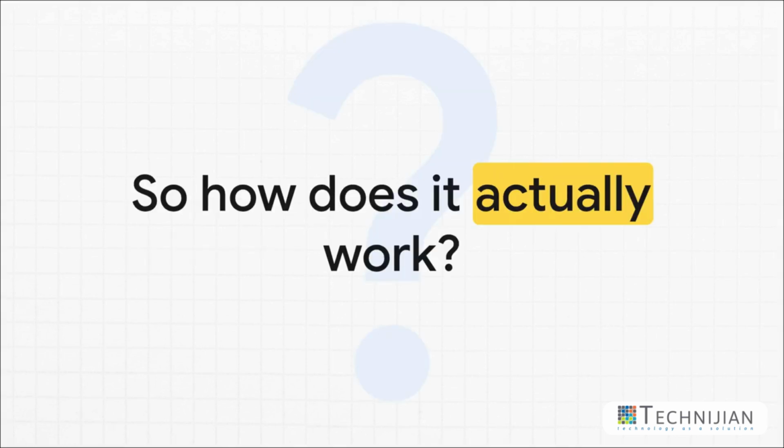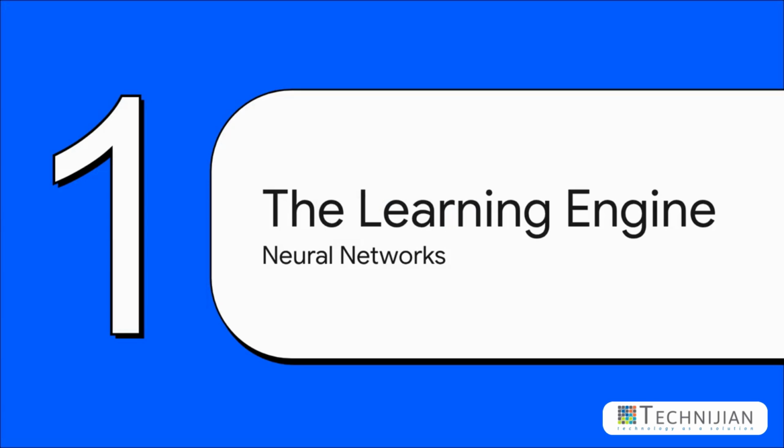All right, so how does it actually do that? Let's get into it. We're going to peel back the layers on this whole thing, starting with the most basic building block you can imagine. Okay, so at the very core of every single large language model, you'll find something called a neural network. Really, you can just think of this as the learning engine. It's what takes in all that data and powers the whole operation.